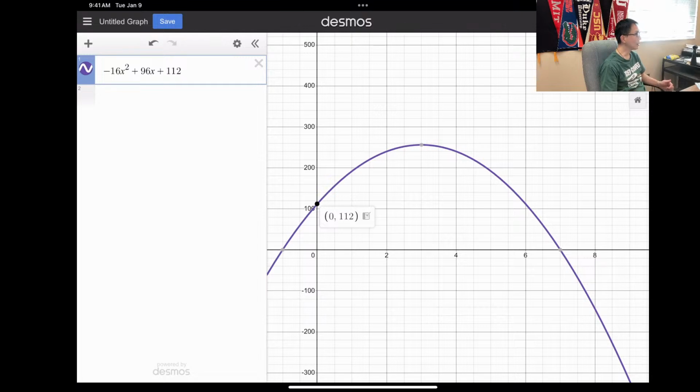This tells you at t equals 0, that's going to give you 112. And it actually told you, at any given time, the height of the object. It told you it takes 7 seconds to fall to the ground. It tells you it takes 3 seconds to reach the maximum. It tells me a lot of information about this graph. Got it? That's how you see the whole graph.